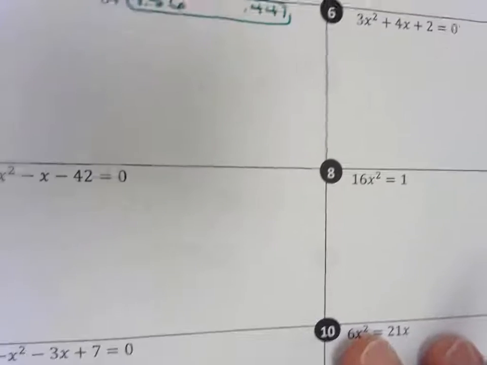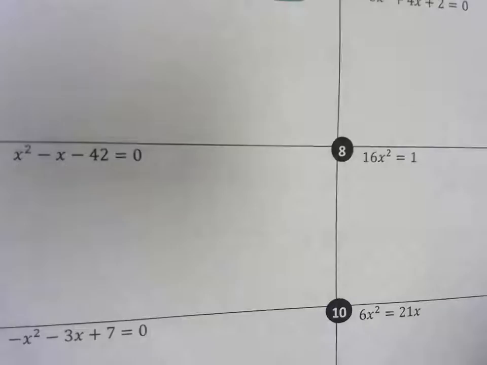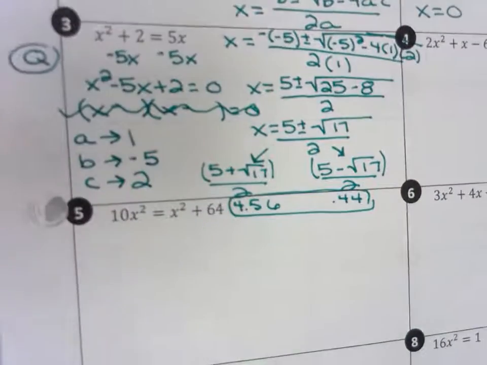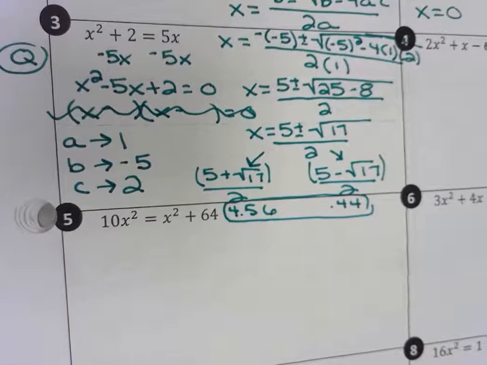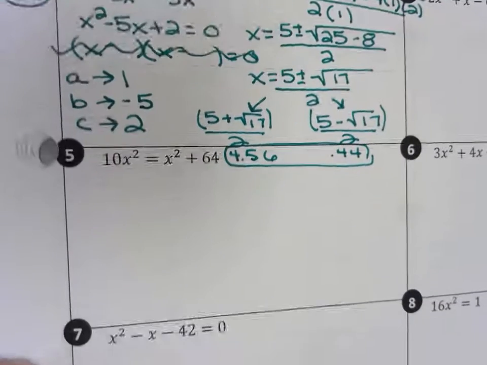Okay, let's look at 5. If I look at 5 real quick, that one was, if you want to put a Q next to it, quadratic formula. We tried to factor it, but we couldn't find the two numbers that worked, so we had to use the quadratic formula.